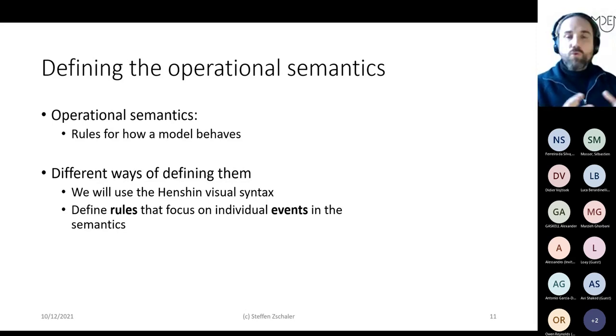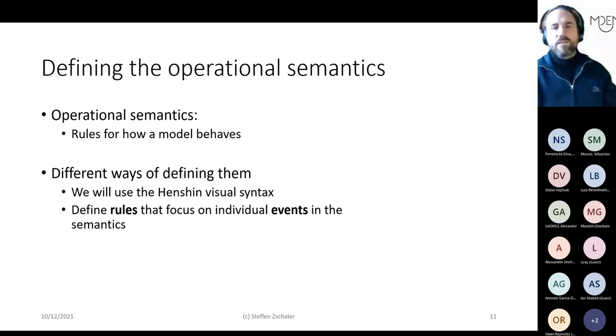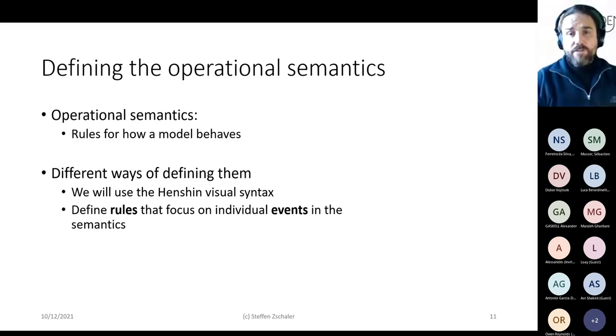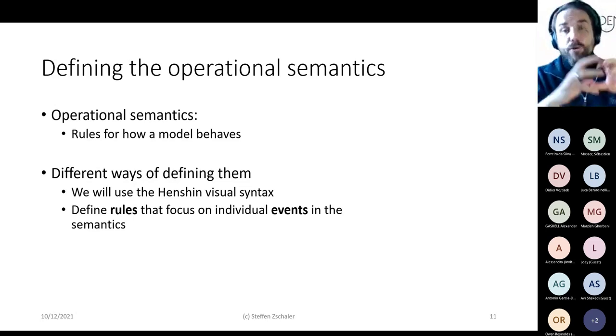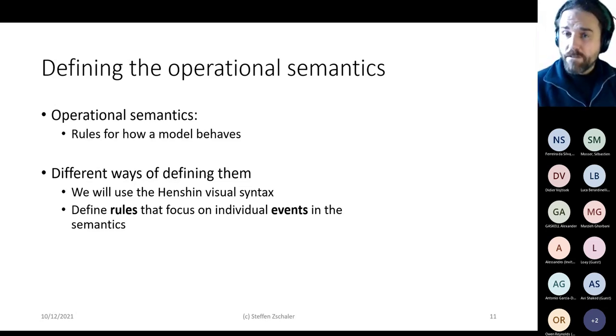So we need rules for how the models behave, and there are different ways of defining them. In GEMOC Studio, you can have many different ways. You can define them essentially writing something that looks a lot like Java. But what we're going to look at is a declarative way of defining them using the Henshin graph transformation language, where we define rules that focus on the individual events that can happen in our airport models, and together that allows us to generate a debugger from that.